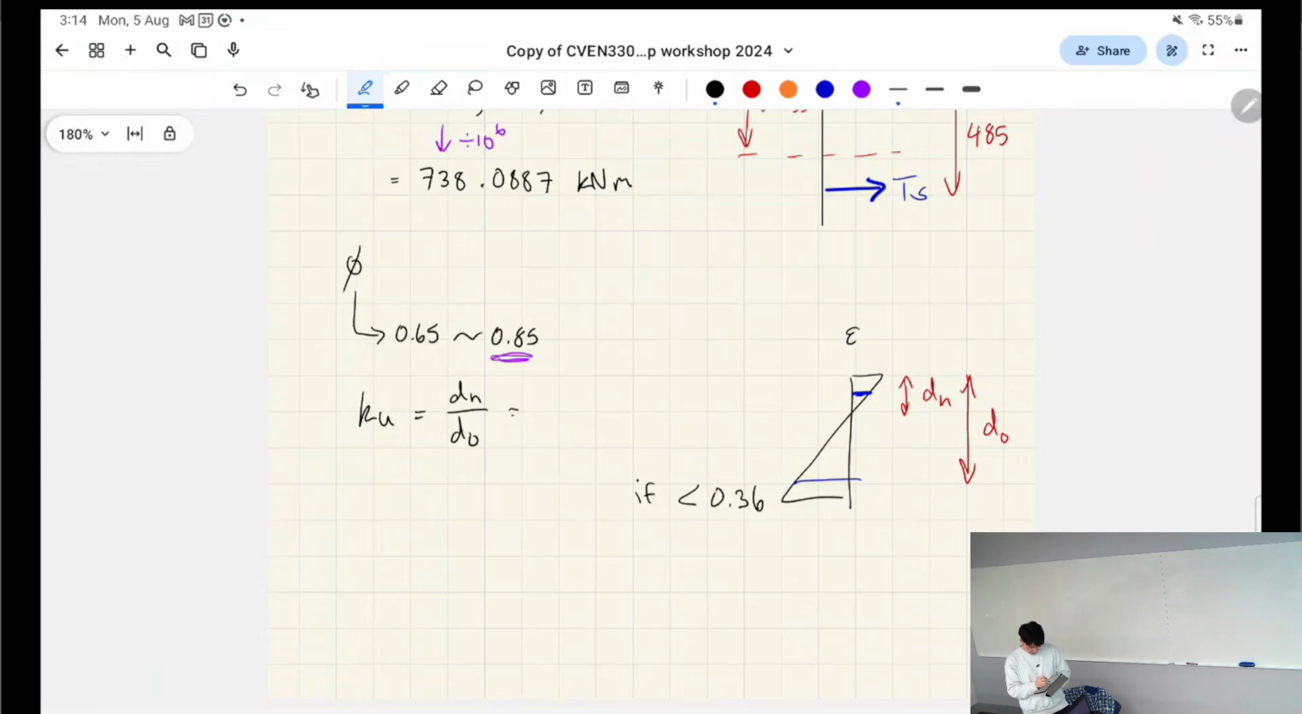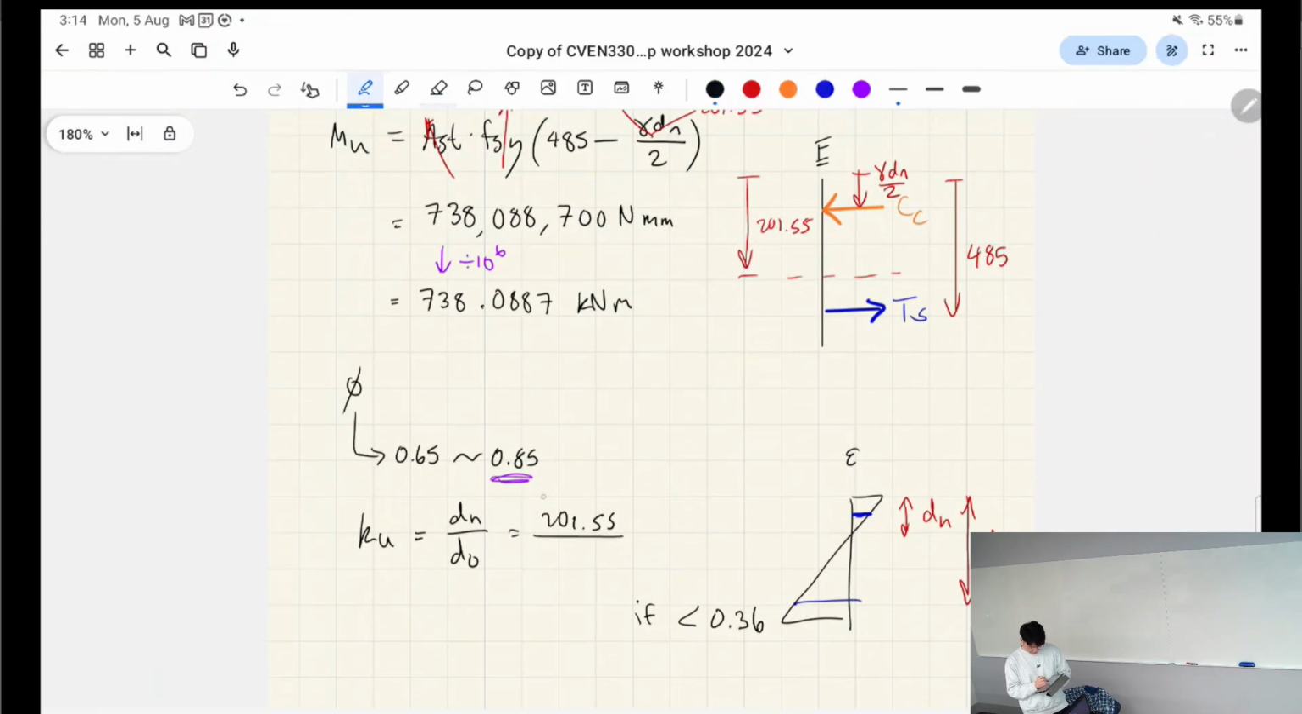All right, so this was 201.55, right? The depth to the outer steel was 485. This gives us a ductility of 0.4156, right? Which of course isn't less than 0.36, right? So we have to do this linear interpolation.